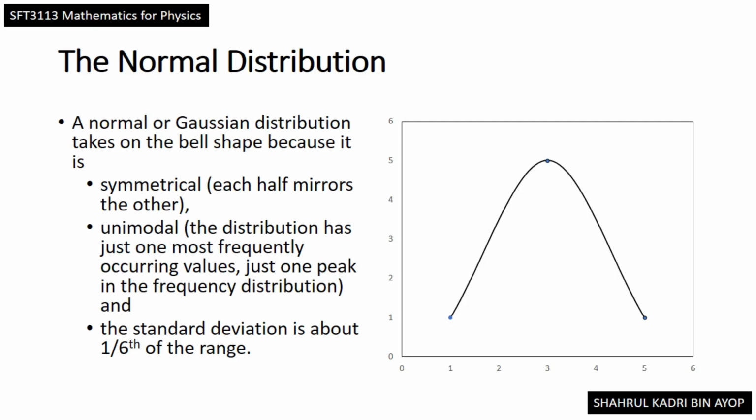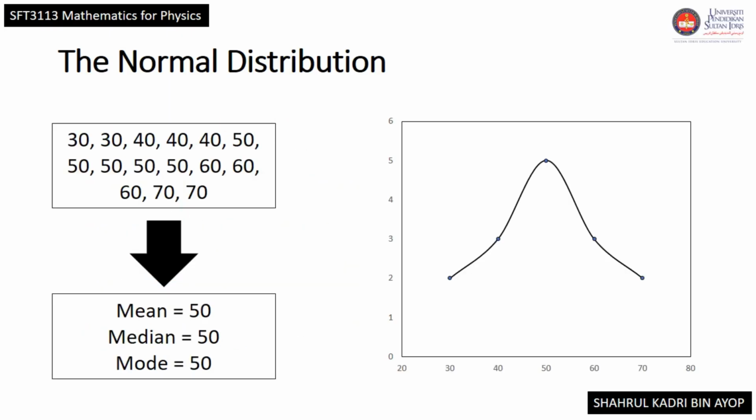Unimodal, that means the distribution has just one most frequently occurring value and just one peak in the frequency distribution. And the last one is its standard deviation is about 1/6 of the range. This is an example of normal distribution. As you can see here, the mean, median, and mode value are the same.